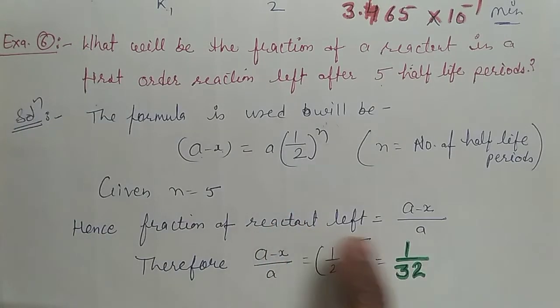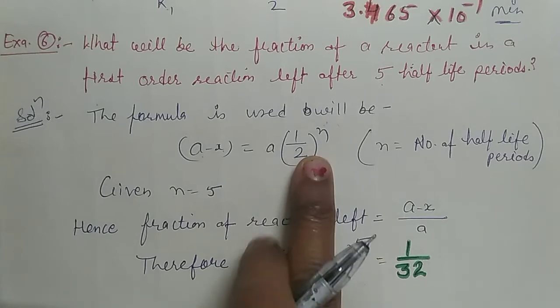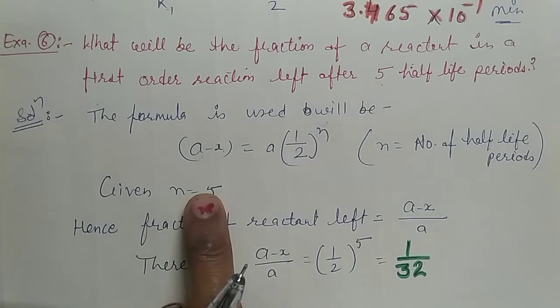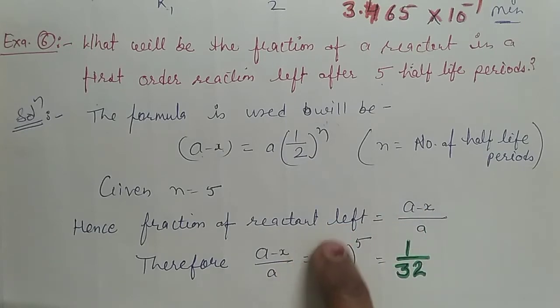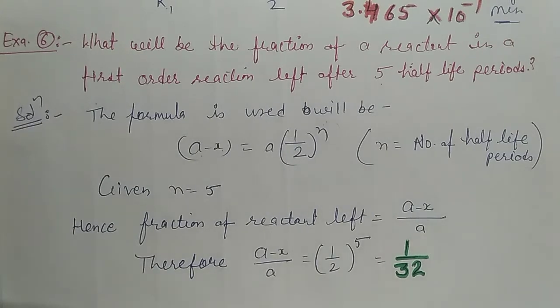So in both the forms, 1 upon 2 to the power n, here n is equal to 5, then the fraction of reactant left, A minus x upon A, will be 1 upon 2 to the power 5, means 1 upon 32. Okay, this is the next example.